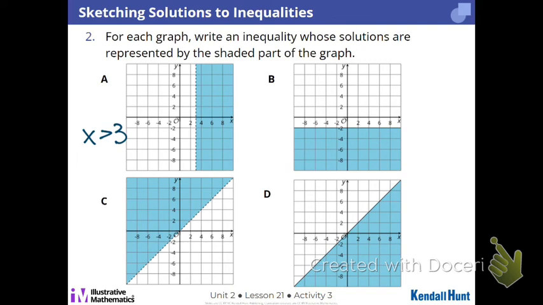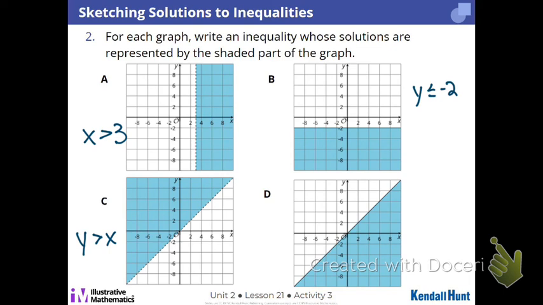3 doesn't work. That's that dotted line. But everything greater than 3 does work. B, y is less than or equal to negative 2. The solid line works, and everything below it works. For C, the line is y equals x. Okay? So I'm just going to start with my y and x. I know it's y equals x. It goes through the origin, so the y-intercept is 0 and it has a slope of 1. Now, because it's dashed, it's got to be greater than.